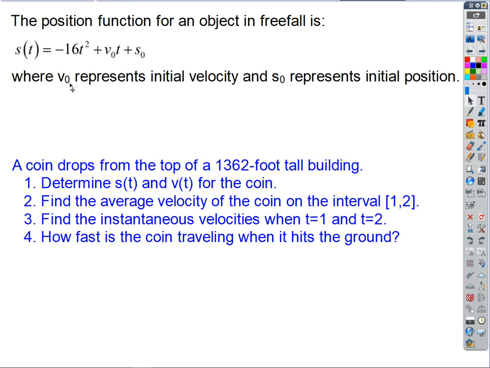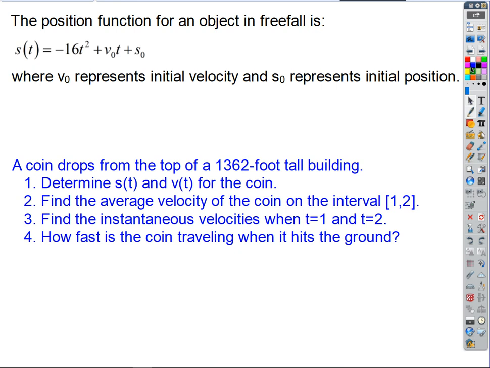Okay. So we're going to try to do something with this. Here's our formula, right? Just in general, if we're measuring position in feet and time in seconds, this is the equation that we use to forecast the position of an object. If we drop a coin from the top of a 1,362-foot tall building, determine S of t and V of t for the function. Okay.